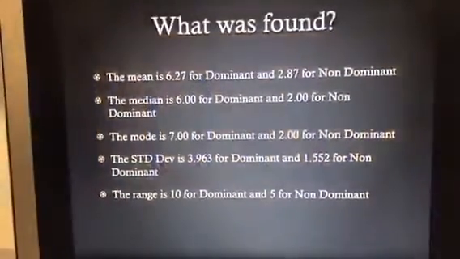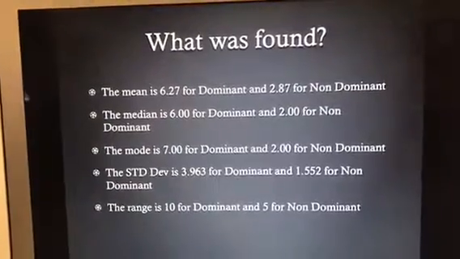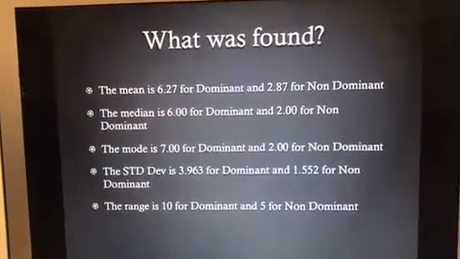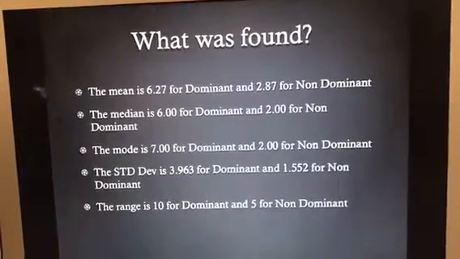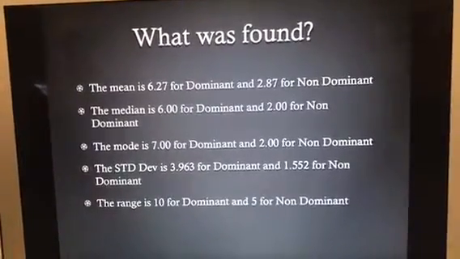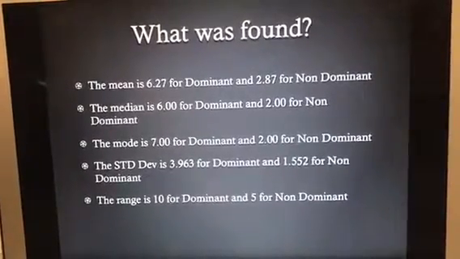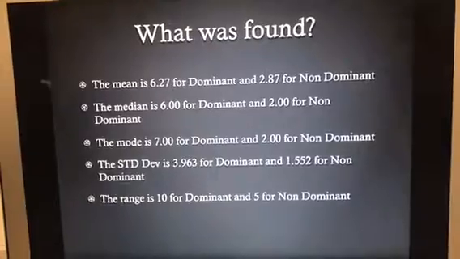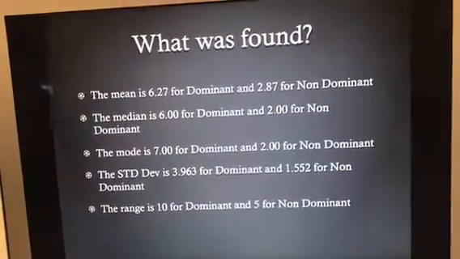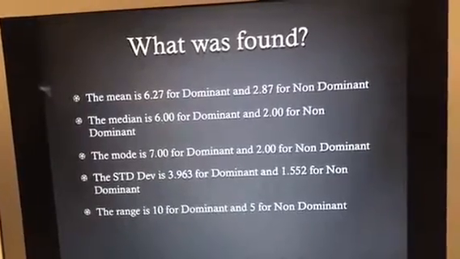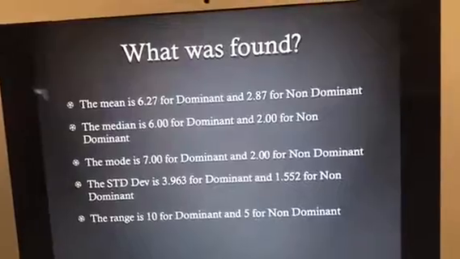After all of the data was recorded, here is what we found. The mean is 6.27 for dominant and 2.87 for non-dominant. This includes both males and females. The median is 6.00 for dominant and 2.00 for non-dominant. Also includes males and females. The mode is 7.00 for dominant and 2.00 for non-dominant. Once again, includes males and females.